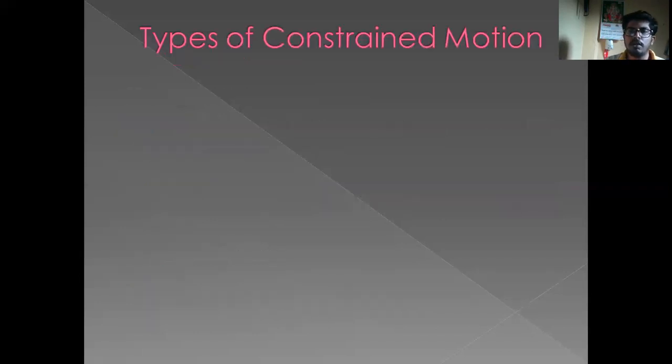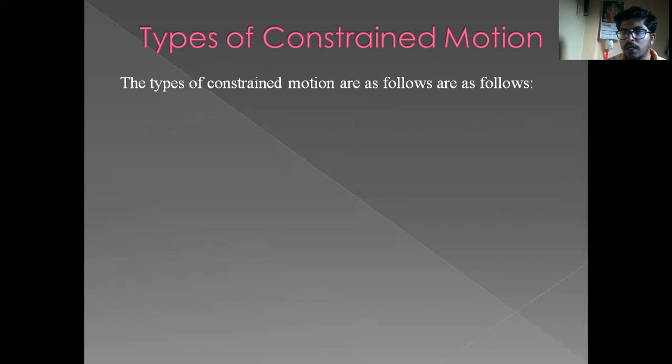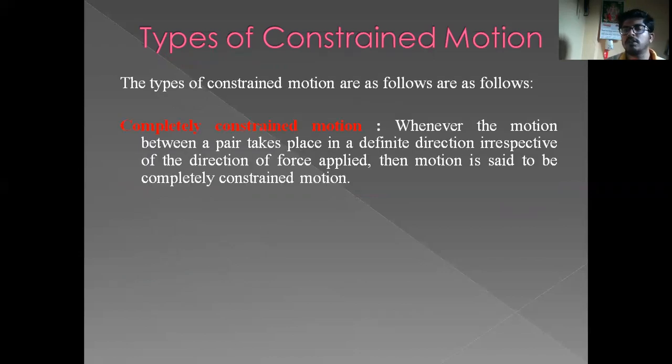Next, I'm explaining about types of constrained motion. Very important. There are three types of constrained motion. The first one is completely constrained motion. What do you mean by completely constrained motion? Whenever the motion between a pair takes place in a definite direction, irrespective of the direction of force applied, it is called completely constrained motion.